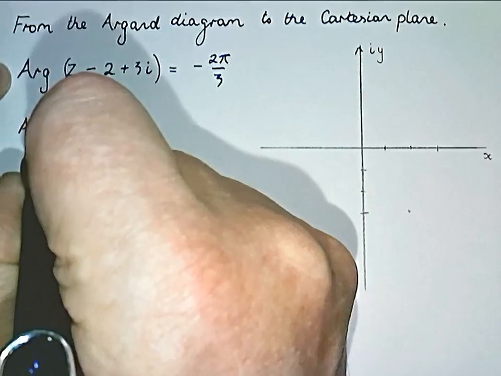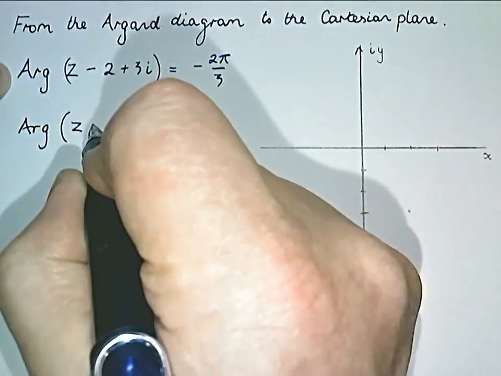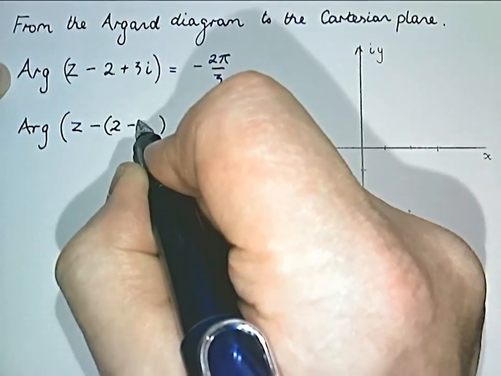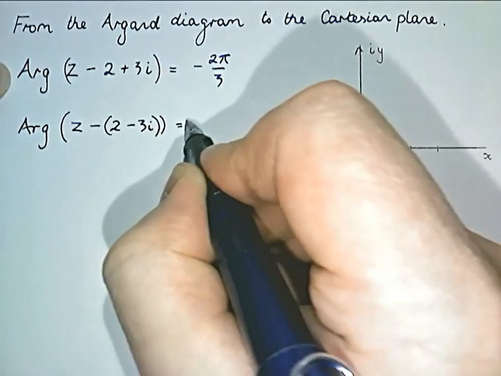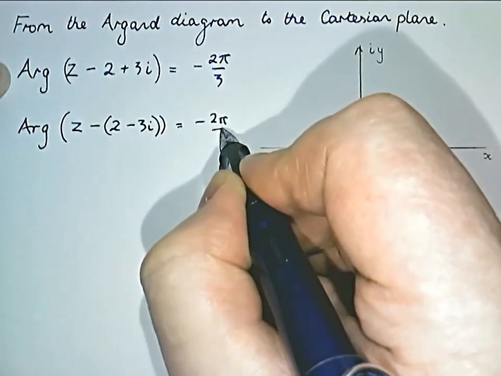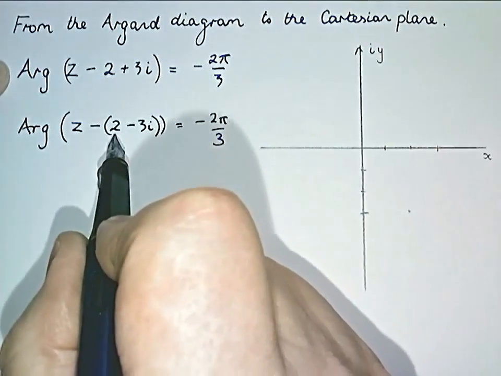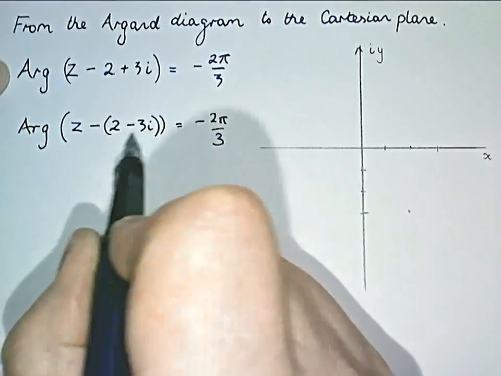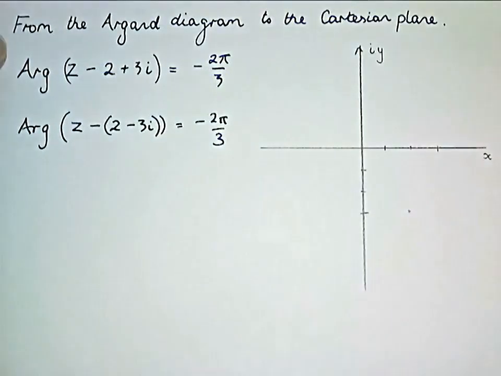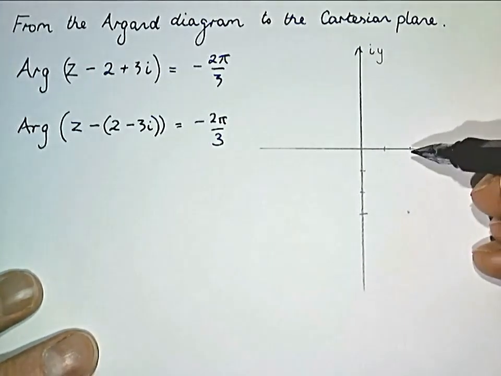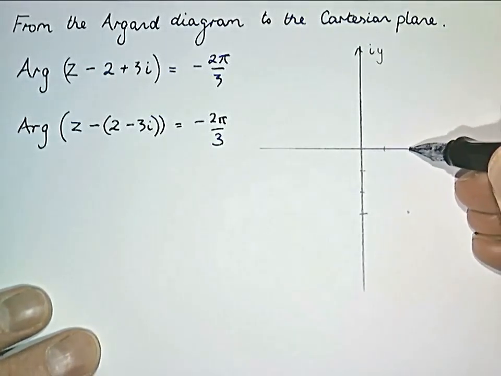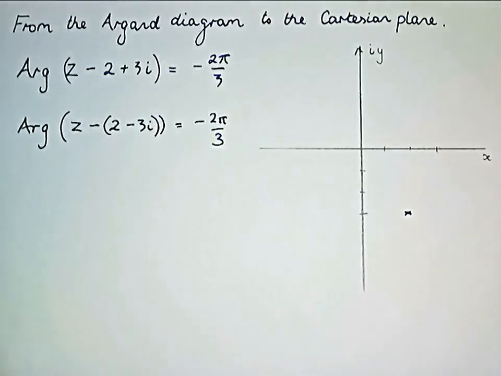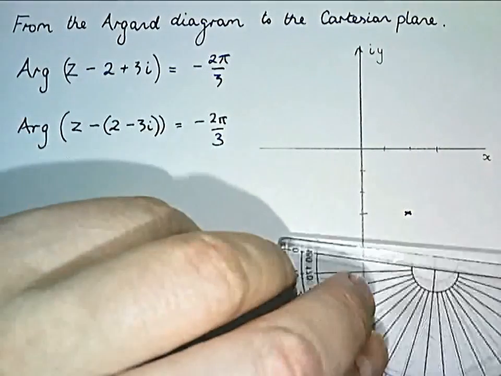rewrite this as arg of z minus bracket 2 minus 3i equals minus 2 pi over 3, then we've got the very point to which the origin has been translated right here. So on this little diagram, it's 2 steps to the right and 3 steps down. So that's our new origin.